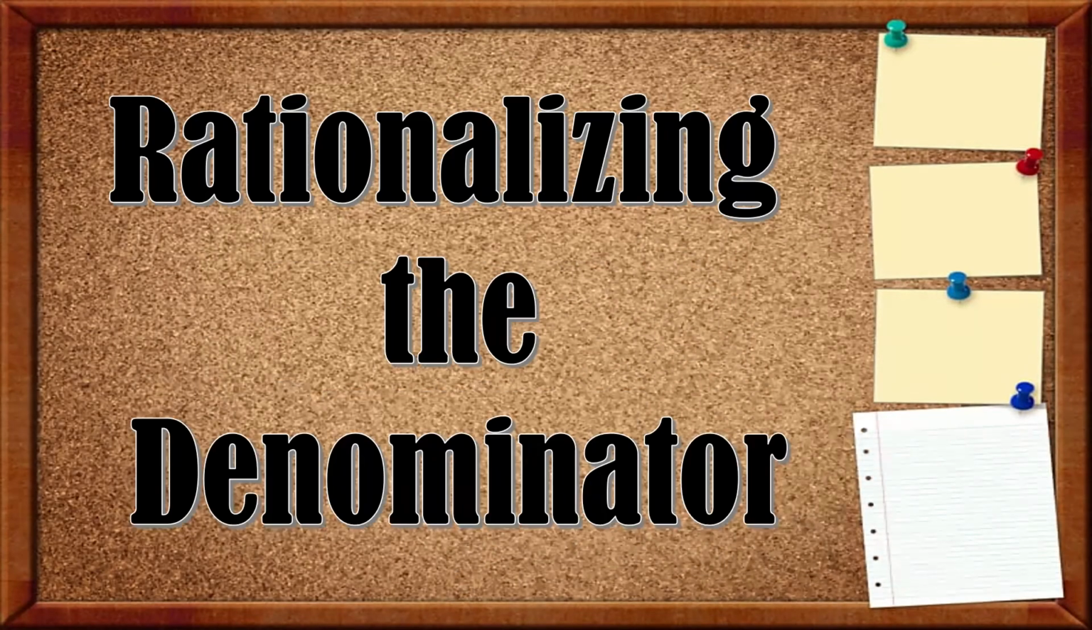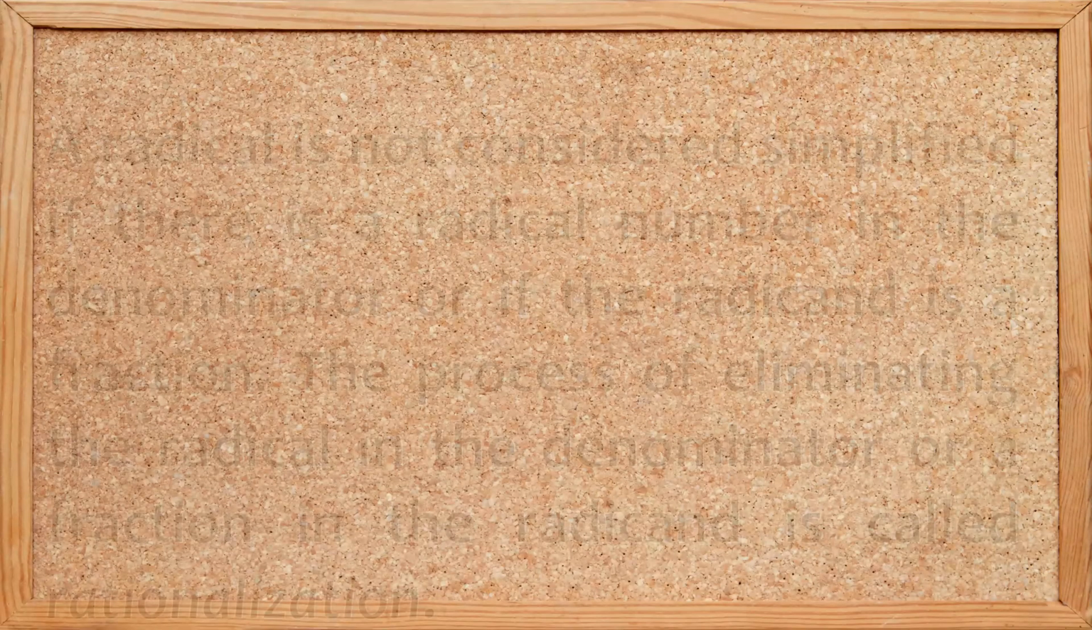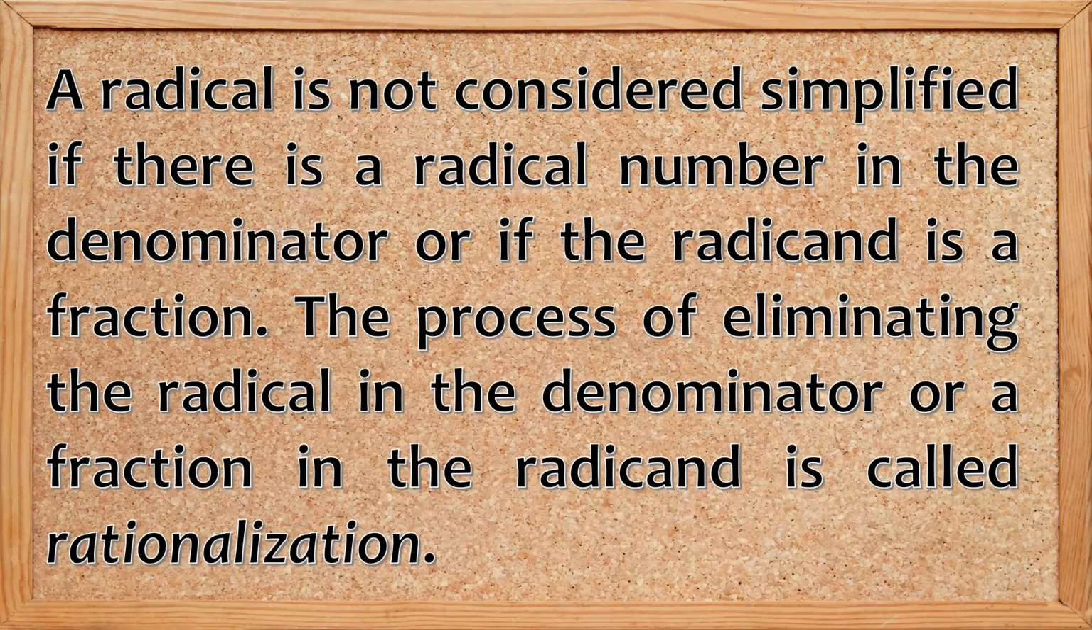For today's lesson, we are rationalizing the denominator. A radical is not considered simplified if there is a radical number in the denominator, or if the radicand is in a fraction. The process of eliminating the radical in the denominator or a fraction in the radicand is called rationalization.